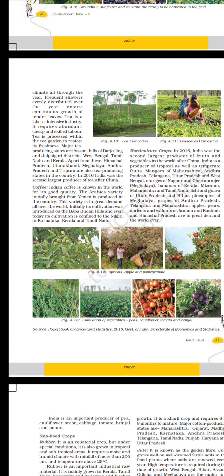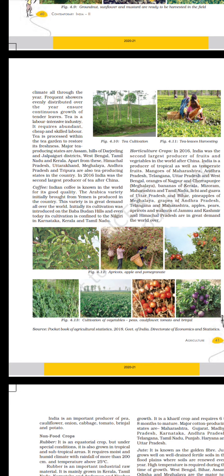Horticulture crops. In 2015, India was the second largest producer of fruits and vegetables in the world after China. India is a producer of tropical as well as temperate fruits. Mangoes of Maharashtra, Andhra Pradesh, Telangana, Uttar Pradesh, and West Bengal. Oranges of Nagpur and Cherrapunji, Meghalaya.